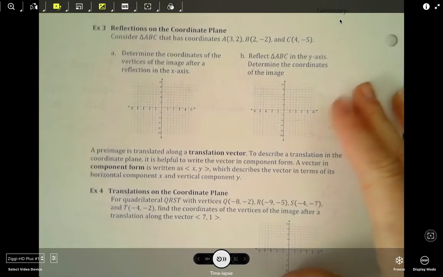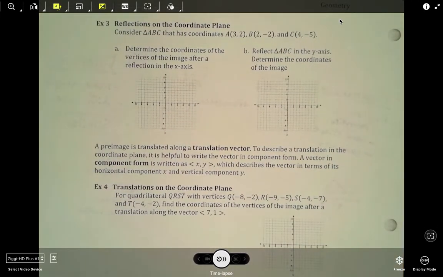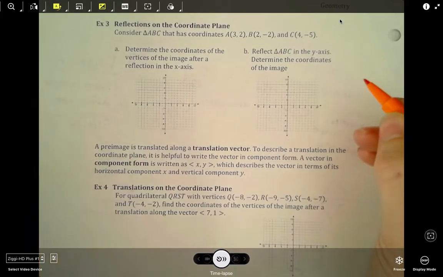Okay. All right, on the back side here, I'm going to show you how to do this the first time, the long way, and then I'm going to show you how to cheat. All right, so example 3, consider triangle ABC that has vertices of 3, 2, 2, negative 2, and 4, negative 5.